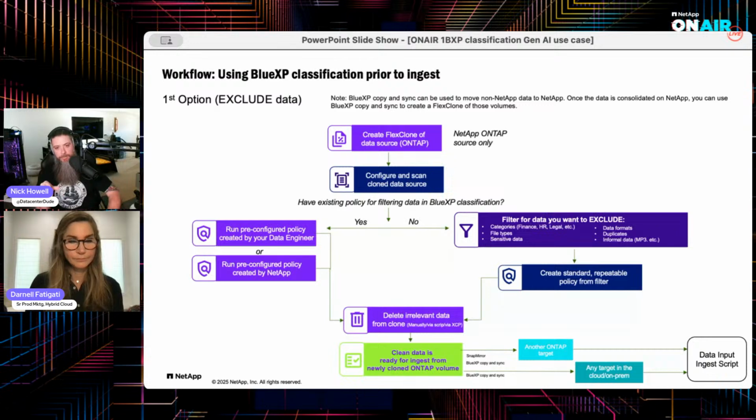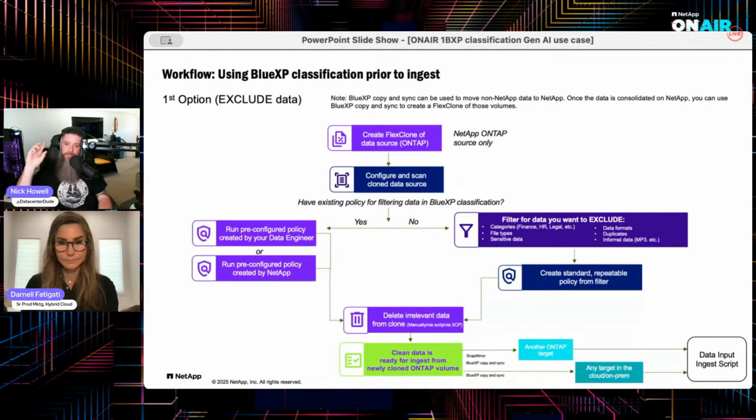So I'm walking through this. We were looking at this right before we started the show, and I loved this because you're doing a FlexClone of the source, and you're scanning the FlexClone. So you're not scanning your production data set and potentially impacting its performance. You're actually scanning the FlexClone of it, which I loved. But you're also looking at this through the lens of a filter. Can you go over the difference between the exclude and the other option?